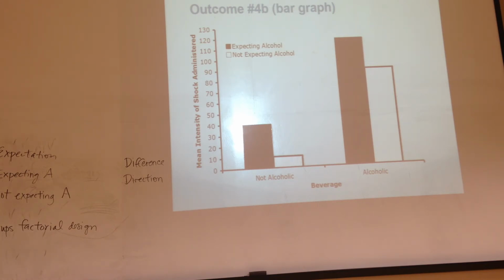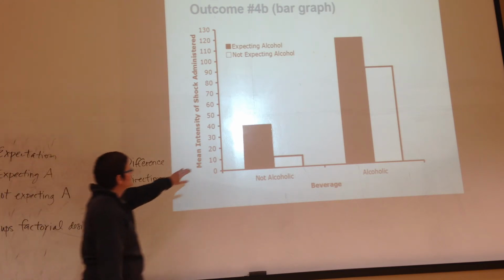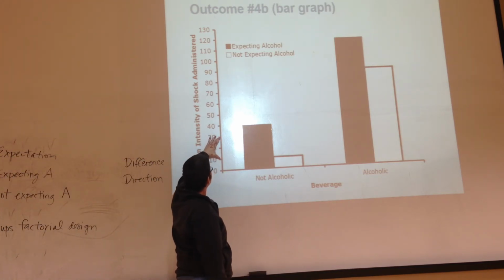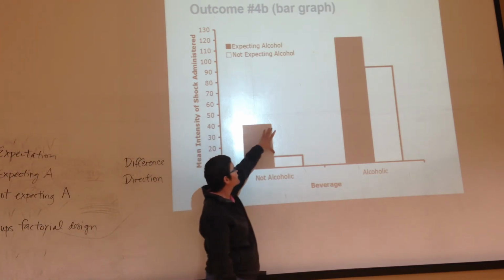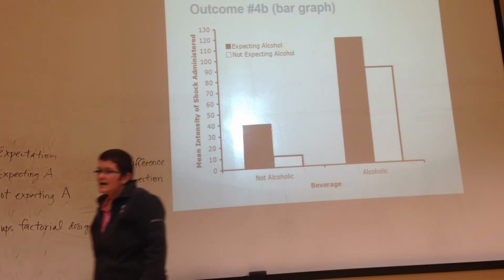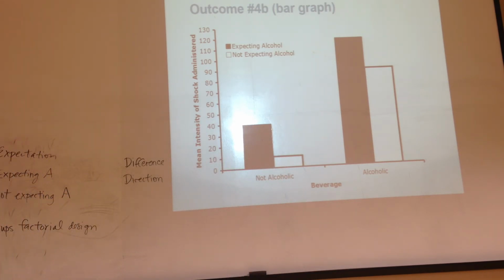Because there's a difference in the direction. The difference in the direction is the same. So the black bar looks like it's about 20, maybe 30 volts higher than the white bar. And that's true on the left and the right. The difference between the two bars is about 30 volts, and the direction is always black is higher than white. So the differences in direction are the same, no interaction.